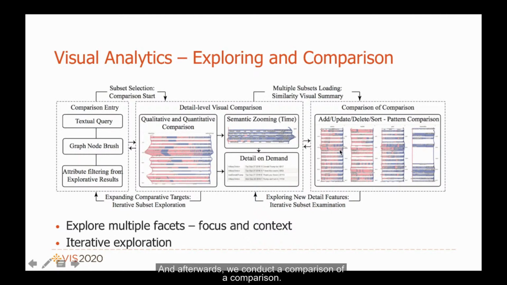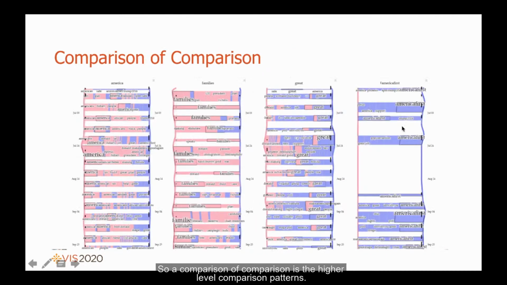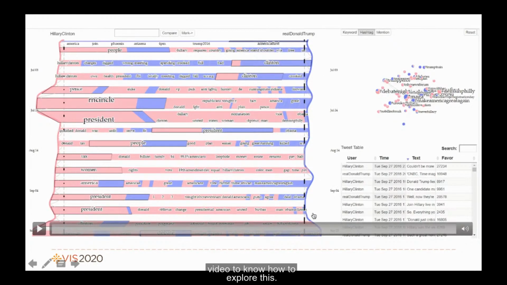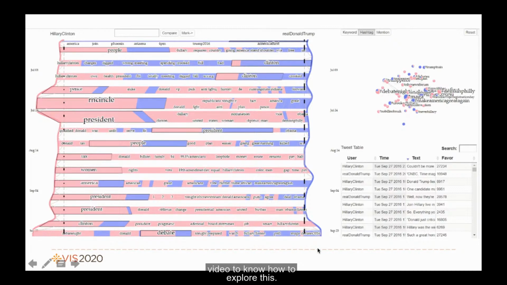And afterwards, we conduct a comparison of comparisons. The comparison of comparisons is the higher level of comparison patterns. After we explore some important or meaningful keywords, like America, families, great, and America first, we can see the overall trend patterns. Hillary Clinton mentioned more about America and families, but Trump mentioned more about great in different time periods, and Trump even created "America first", which only he used. So let's see the video of how to explore this.